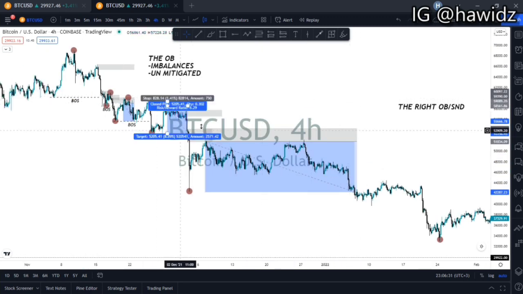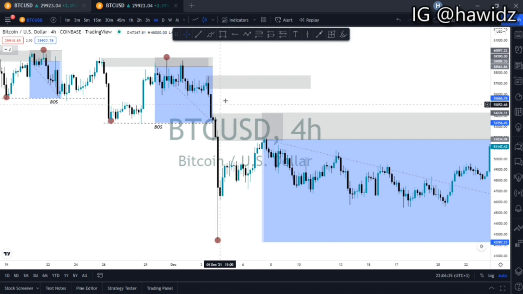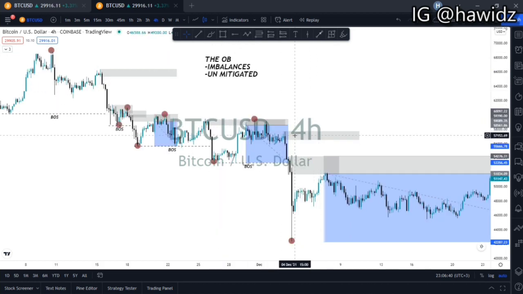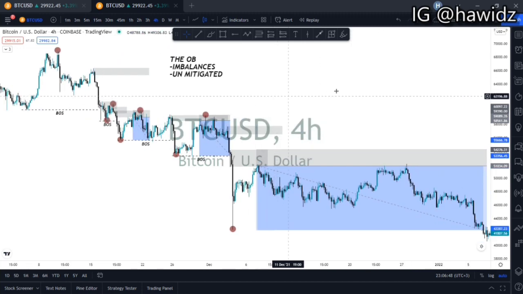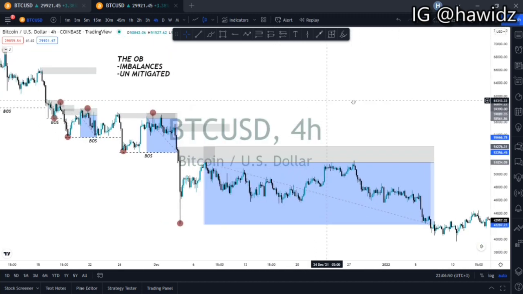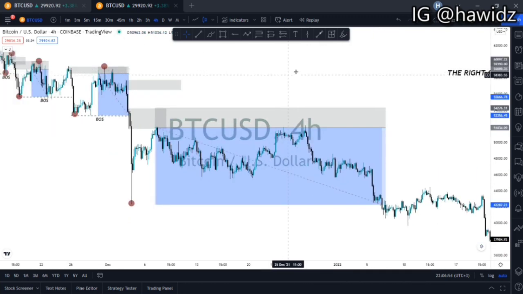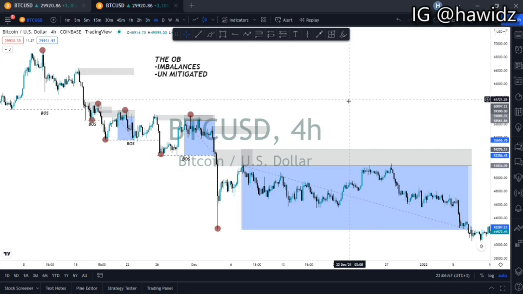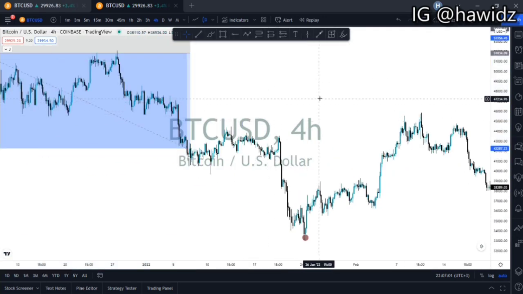Price doesn't come to the original one, even though there are imbalances below it. It means that this one was neglected in the near future, but will be tested or mitigated with later price action. I don't know what to call it, but it will be mitigated in the long-term future. That's my point. So let's continue right now.